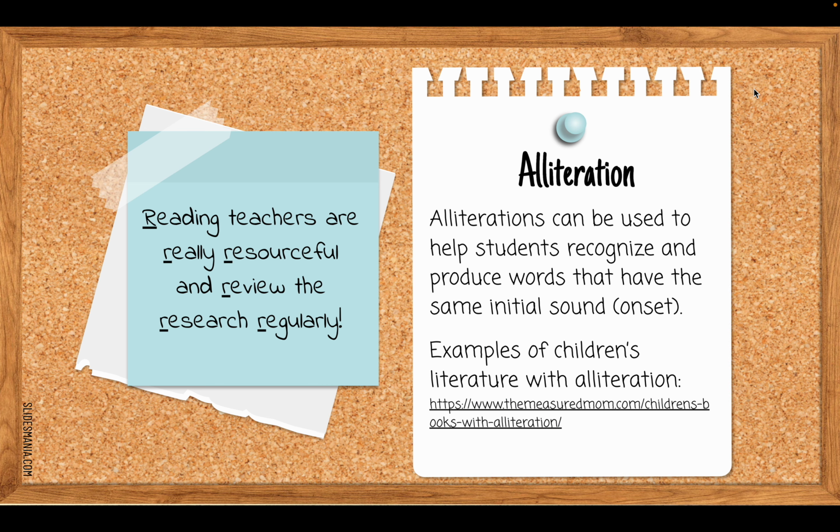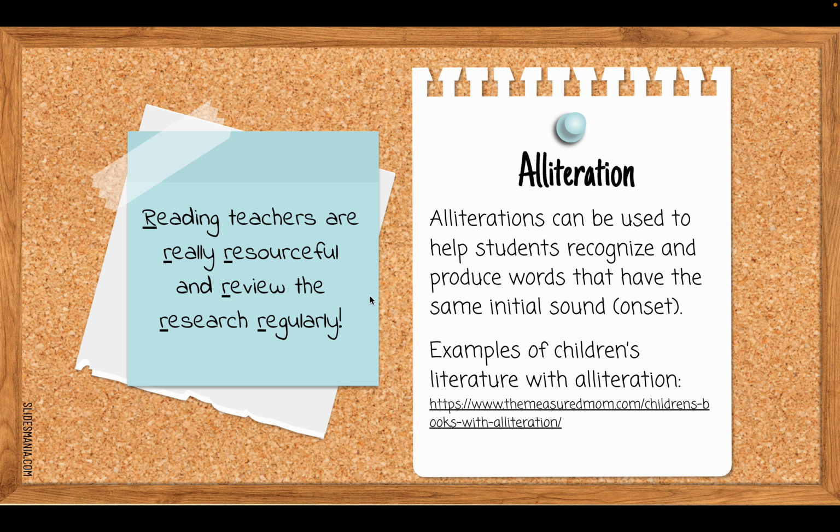So, alliteration. Alliterations could be simple phrases, like two to three word phrases, or complete sentences where we have a repeating consonant sound. So we have here, reading teachers are really resourceful and review the research regularly. Alliterations are really helpful for students to recognize words that have the same onset. And we're going to be looking shortly at onset and rime. So, paying attention to that initial consonant sound.